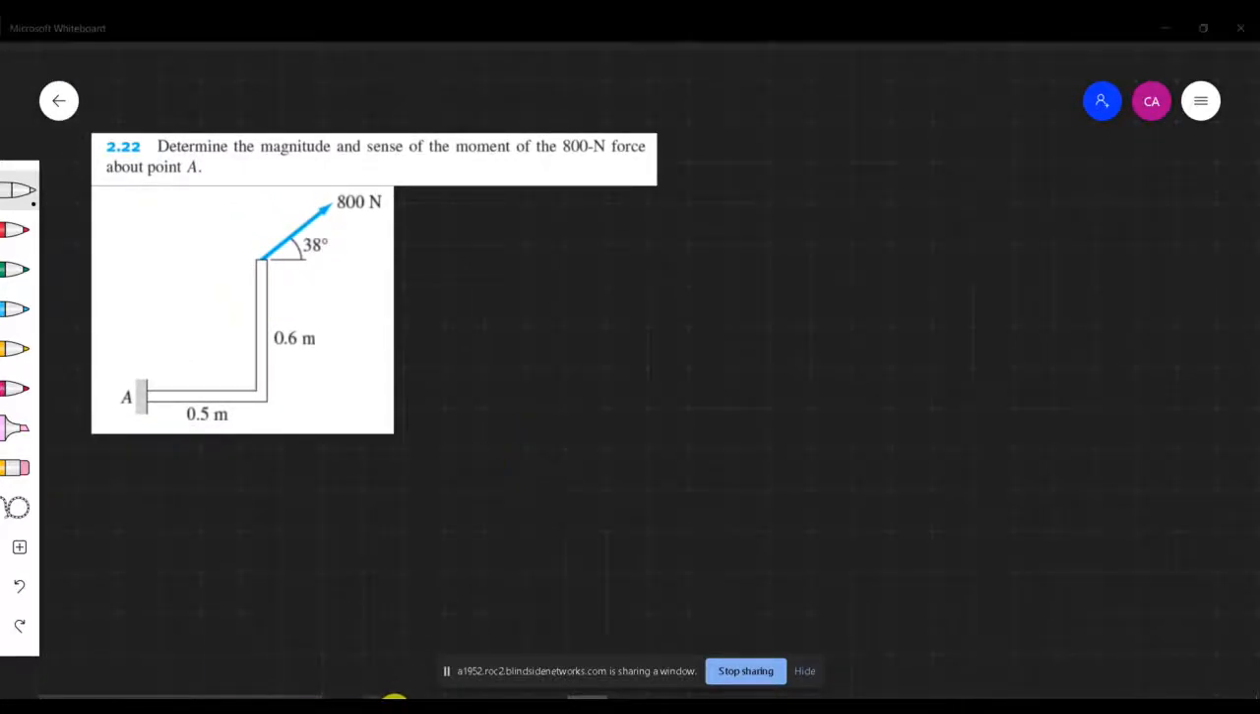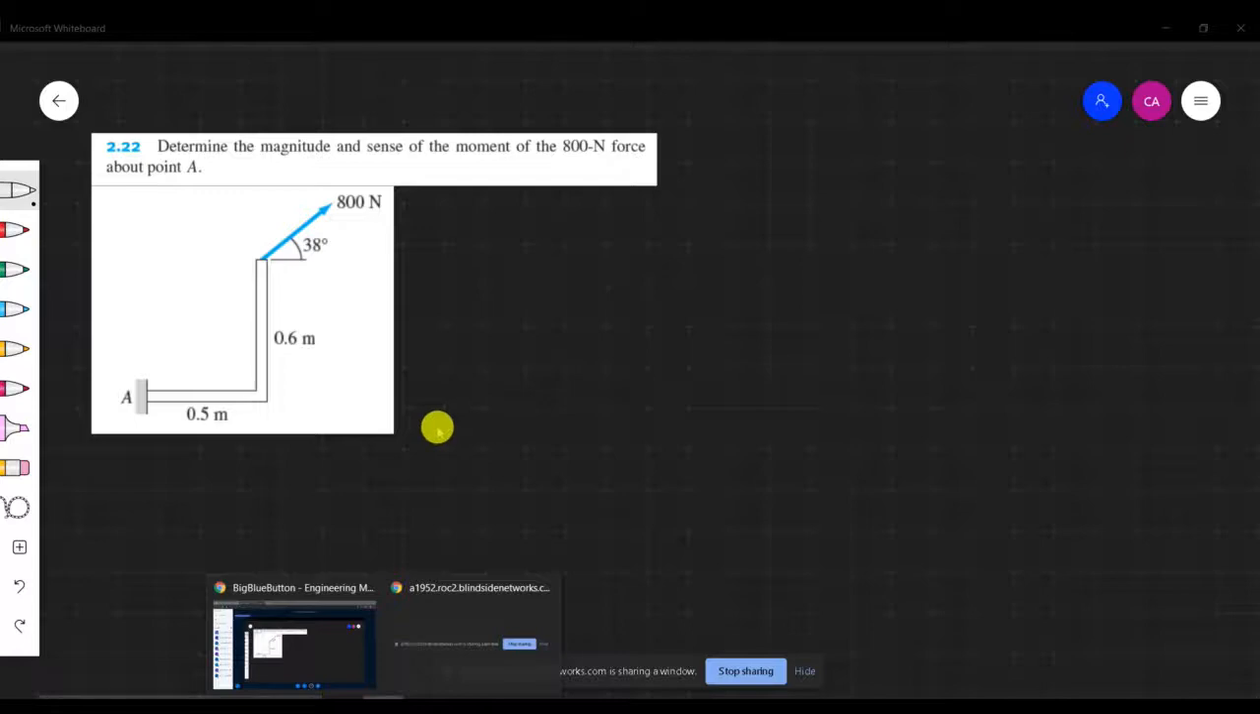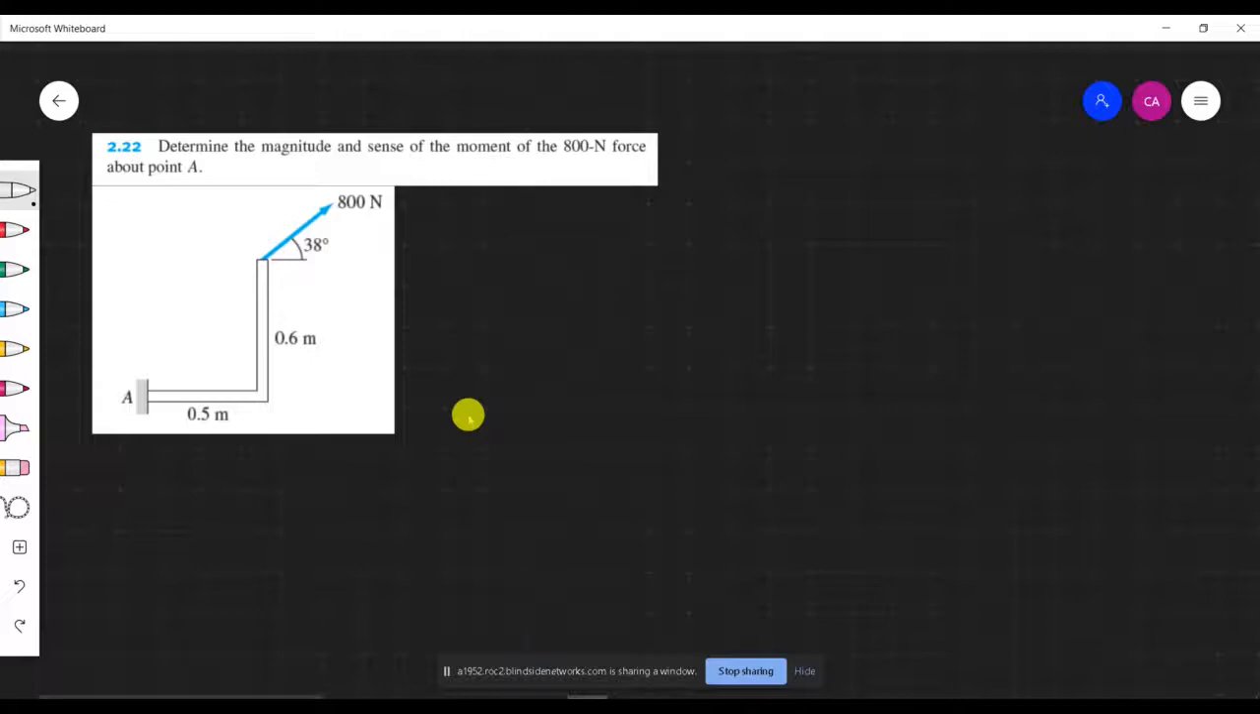Okay, so determine the magnitude and the sense of moment of the 800 Newton force about point A. Okay? So, sinabi niya, what is the moment about point A? What is the moment at a certain point? So, ibig sabihin nun, kapag yun yung sinasabi, pwede natin gamitin yung equation na M vector equals to R vector, the distance vector times the force vector. Okay? So, determine daw natin muna yung magnitude and the sense of moment.